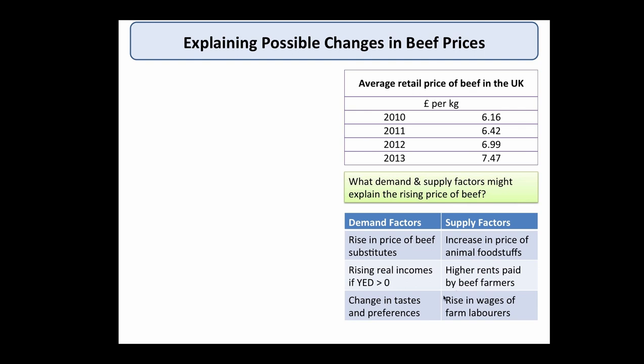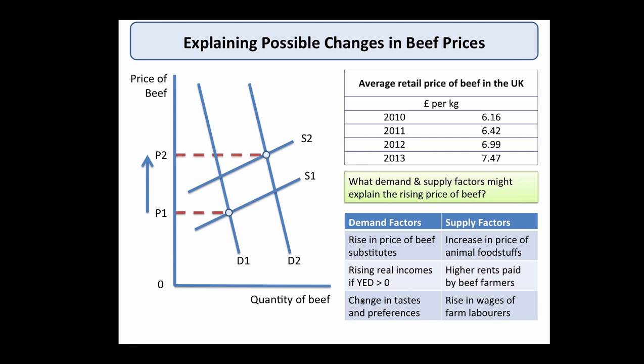And there could also have been some supply factors. So we're told that the price of beef has gone up. Perhaps it could have been that the cost of producing beef has increased. And I've listed here in my second bit of the slide some of those cost increases. Perhaps, for example, the price of animal foodstuffs has increased, or that beef farmers are having to pay higher rents for their land and for their buildings. It could be the case that workers employed in the industry are being paid higher wages. Either way, what the examiners are looking for you to do is to show your understanding about the supply and the demand factors that could have caused the price change that you've been shown.